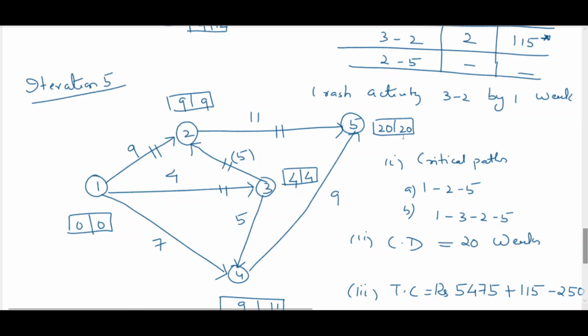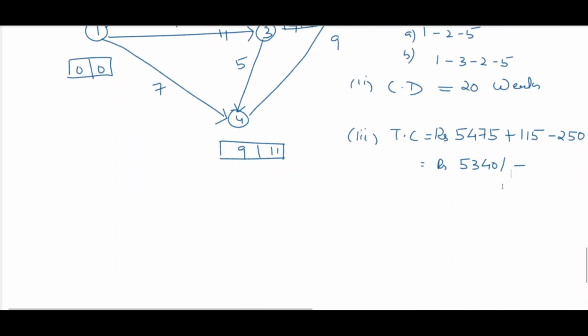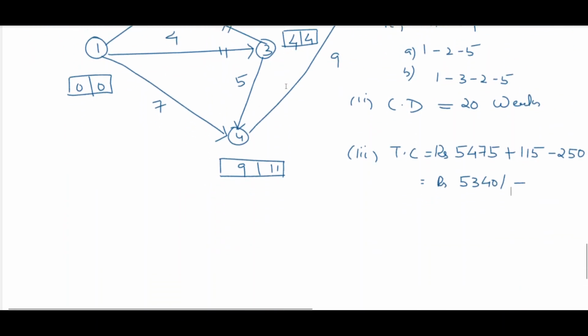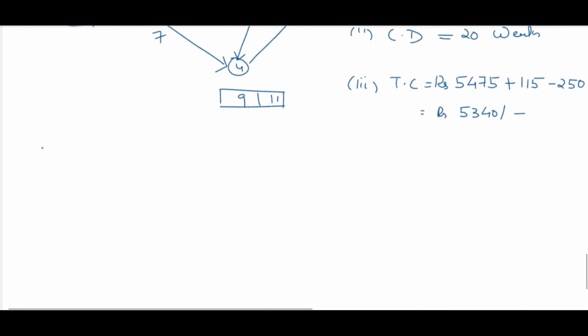So by reducing the duration of activity 2 3 by 1 unit, we found that it is also beneficial. The project completion time is reduced by 1 week, and the total cost is also reduced. So there is further scope for crashing. We will do iteration 6.